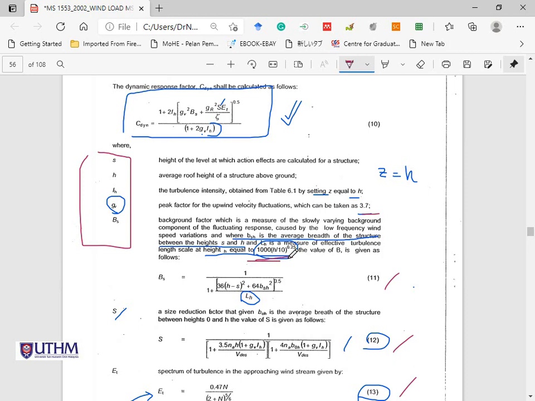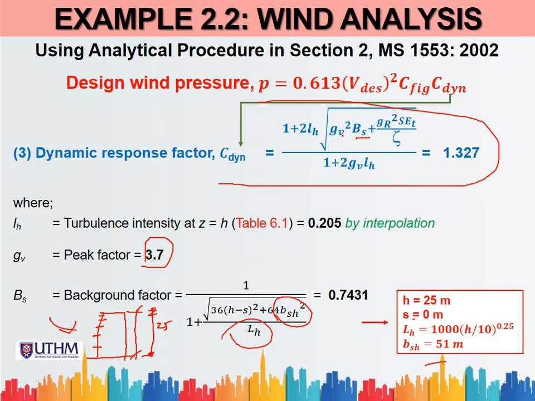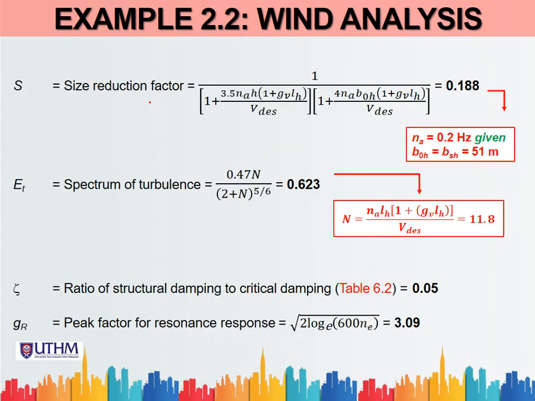Okay, so stated here. So this is the LH. Dia ada dekat dalam description for the BS. Okay, this one is done. LH here is done. And next is the S, E, and also ET, and also GV. GV is done. Okay, S and also ET. So the S here is the size reduction using this equation. So no need to worry, this equation is given in the Malaysia Standard, start from the page 56. So the NA here is given in the question. NA 0.2 Hertz given. And the B0H equal to BSH equal to 51.